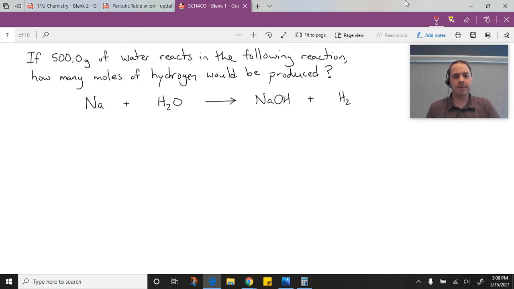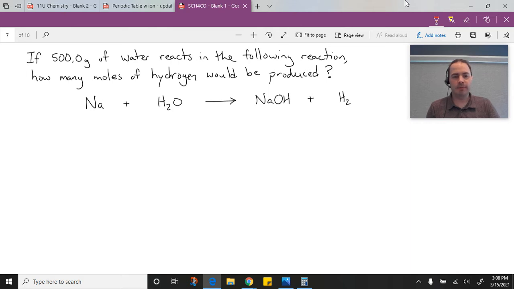Welcome back, folks. Today we're looking at a question involving a mass, and we're trying to use the mass of one substance to figure out how many moles of another substance in our chemical reaction would be produced. So this involves some mass to mole stoichiometry here. Remember that stoichiometry is all about the ratios that you find in the balanced chemical equation.